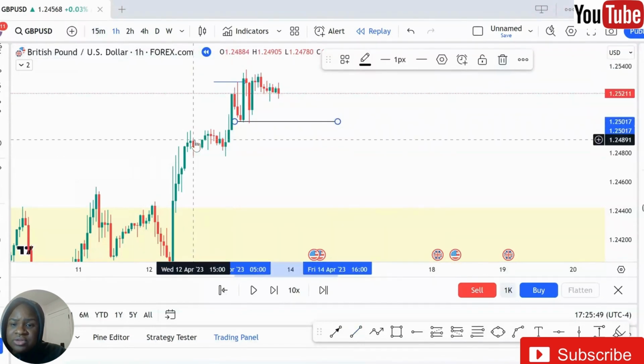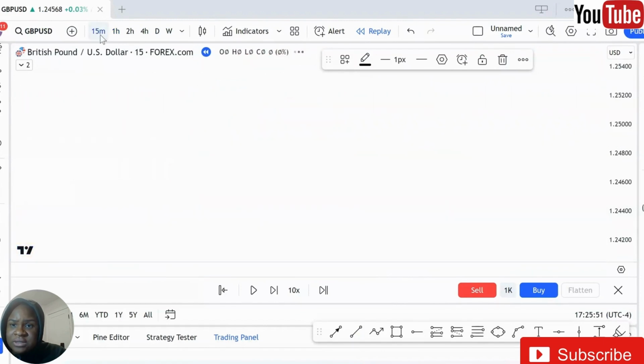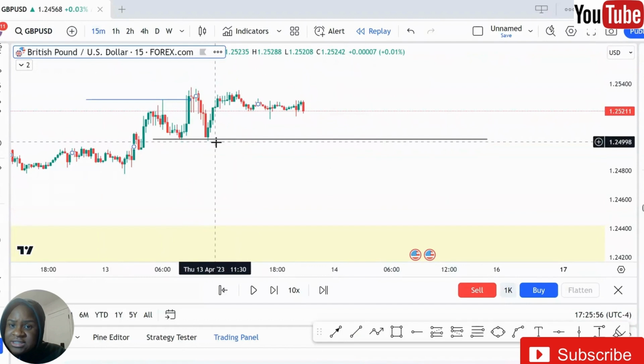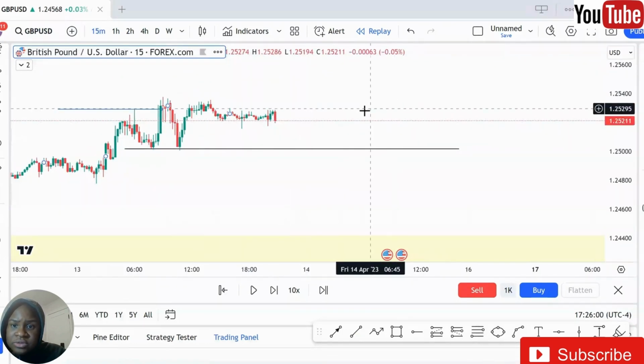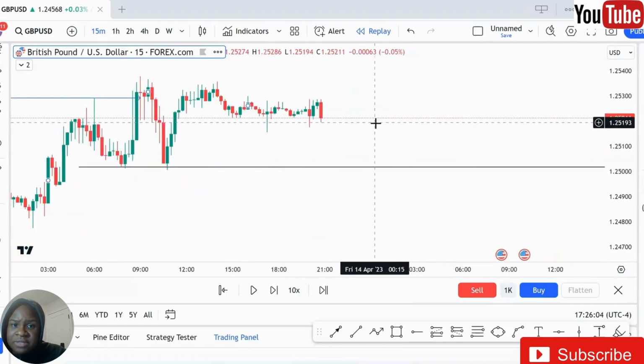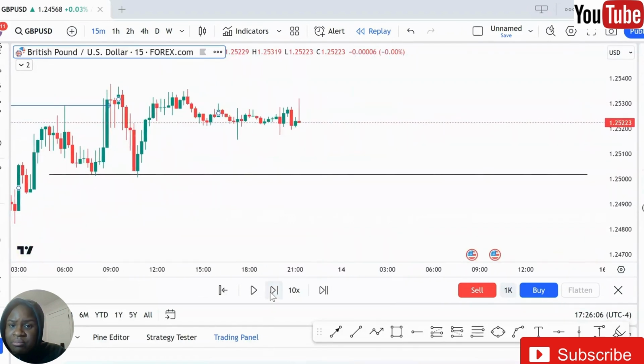Then I can come down to as low as 15 minutes. In 15 minutes, you can see I was being liquidated here, but not with a body, but with a wick. In 15 minutes, for those that want to day trade, I'll be looking for a change in character, either for a mitigation block or a breaker block.